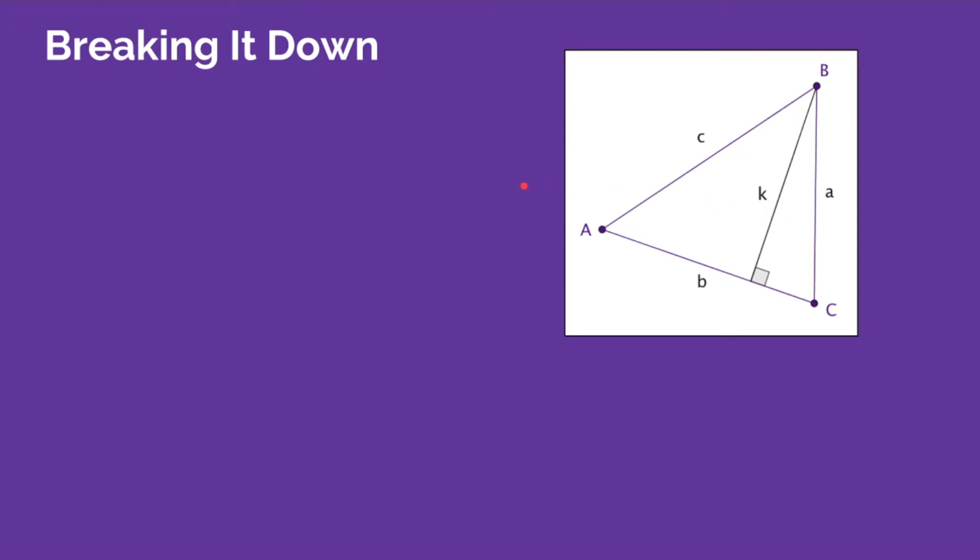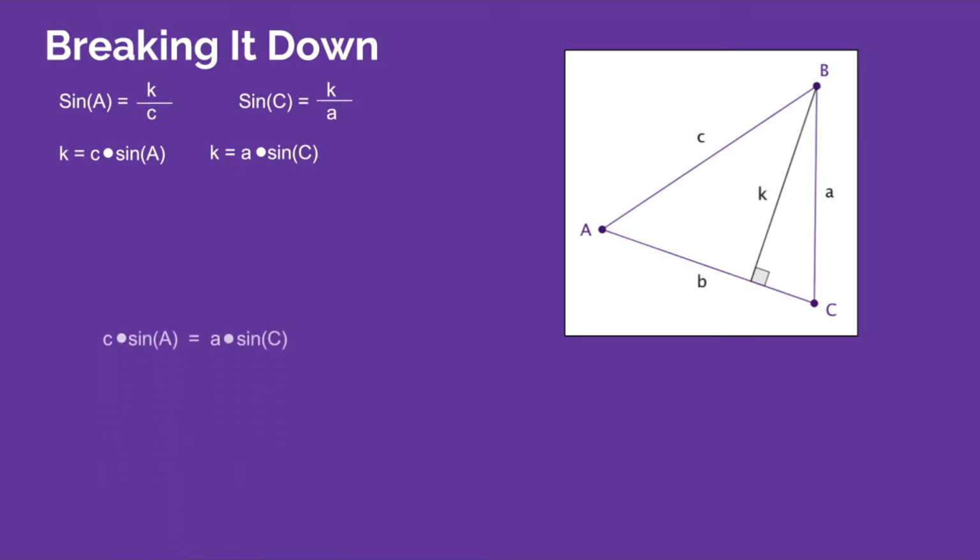Let's write two equations involving angle A and angle C. These two equations are sine of A equals K over C and sine of C equals K over A. Solve each equation for K, getting K equals C times sine of A and K equals A times sine of C. Now both equations can be set equal to each other, getting A times sine of C equals C times sine of A. Regroup A with sine of A and C with sine of C, getting sine of C over C is equal to sine of A over A.